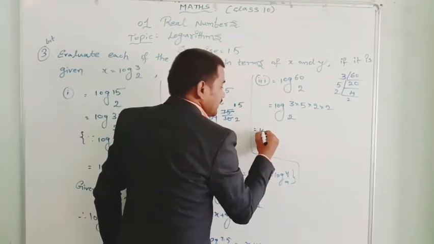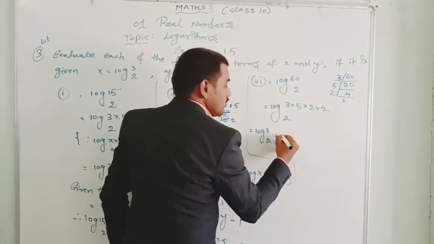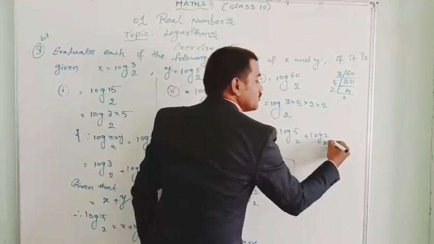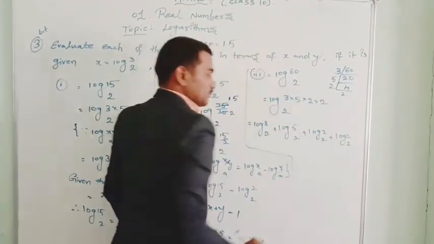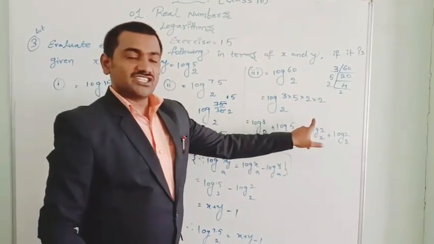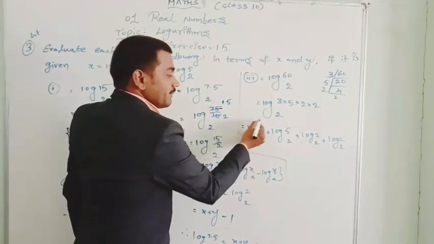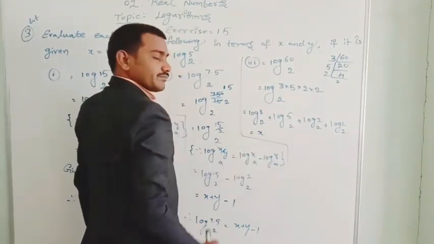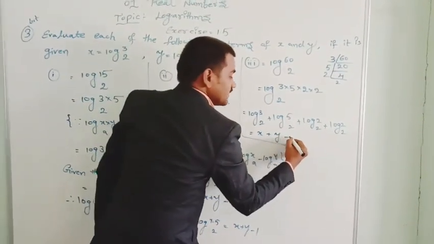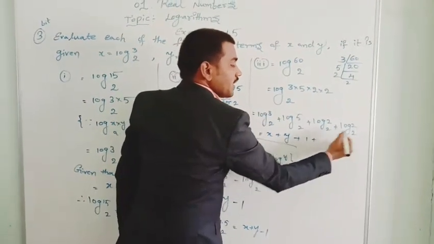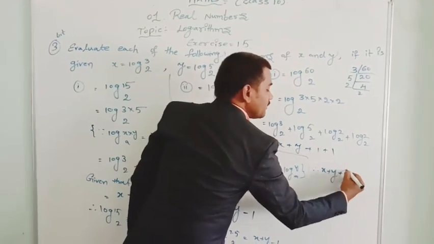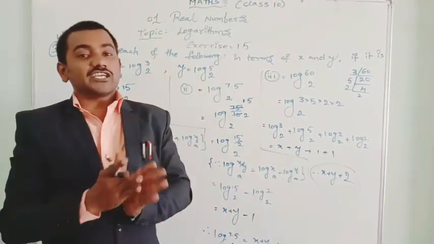So let us write here: log 3 base 2 plus log 5 base 2 plus log 2 base 2 plus log 2 base 2. Here log 3 base 2 equals x, plus log 5 base 2 equals y, plus log 2 base 2 equals 1, and here log 2 base 2 equals 1. Therefore it is x plus y, plus 1 plus 1 equals 2. So the final answer is x plus y plus 2.